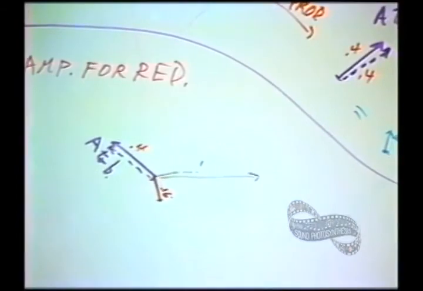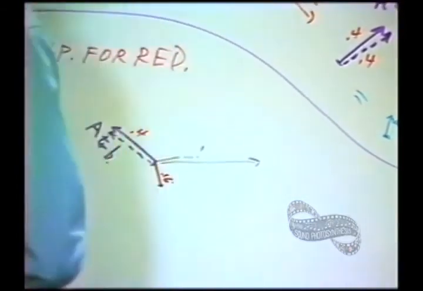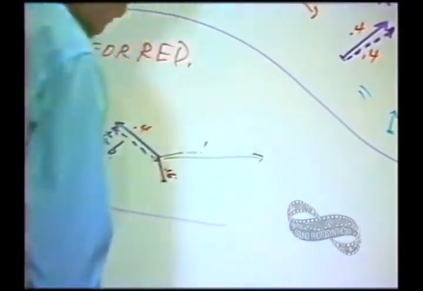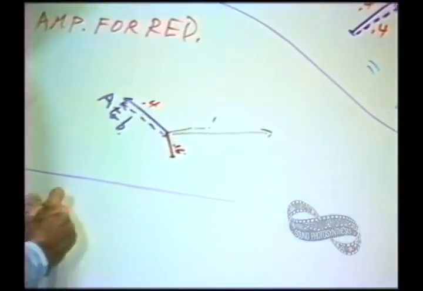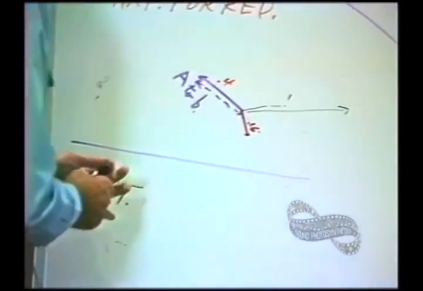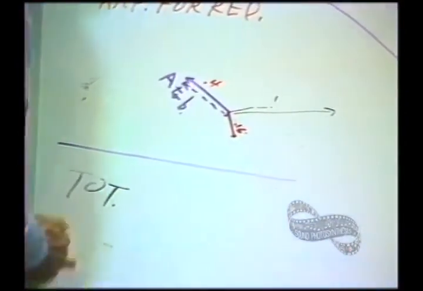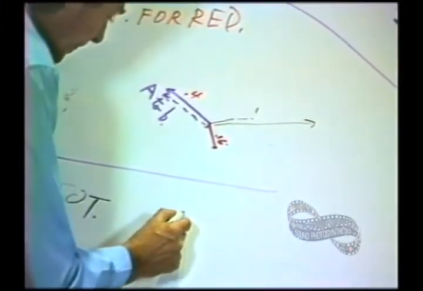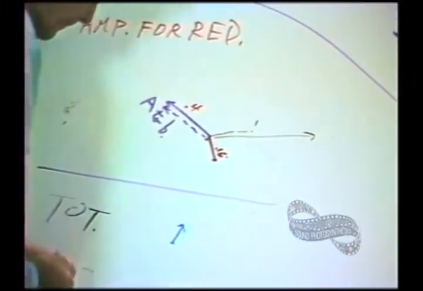Now, final, after all this work, what's the net result? Total. Net result for the whole phenomenon: add these two arrows. Therefore, this total is equal to what you get by adding these two arrows. Right?